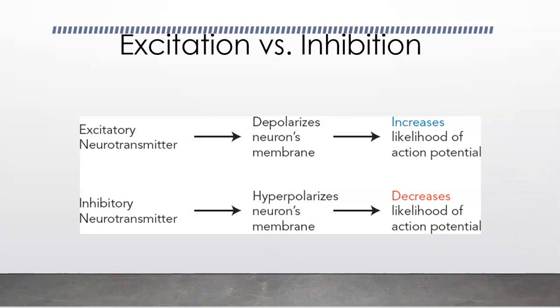So again, here's a nice little diagram of what's happening. You've got an excitatory neurotransmitter. It depolarizes the neuron's membrane, which increases the likelihood of an action potential. The opposite is an inhibitory neurotransmitter. It hyperpolarizes the neuron's membrane, so it becomes more negative, which then decreases the likelihood of an action potential.